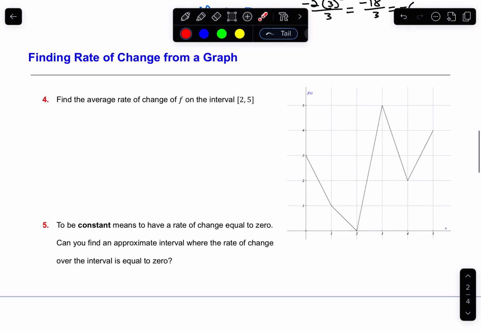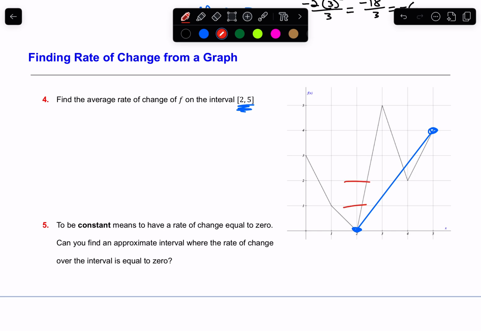All right, so now finding the average rate of change from a graph is really easy. It's just rise over run. So if we want to find the average rate of change from x equals 2 to x equals 5, so on the interval 2 to 5, all we do is find the point where x is 2, which is down here, find the point where x is 5, which is up here, and we want to find the slope of the line between them. Okay, so the average rate of change is just the slope between 2 points, and we can just go ahead and count on this graph.